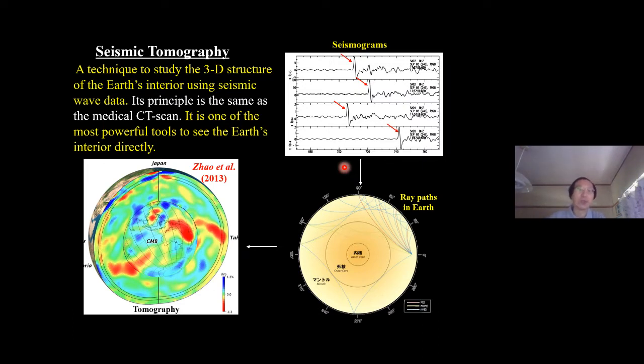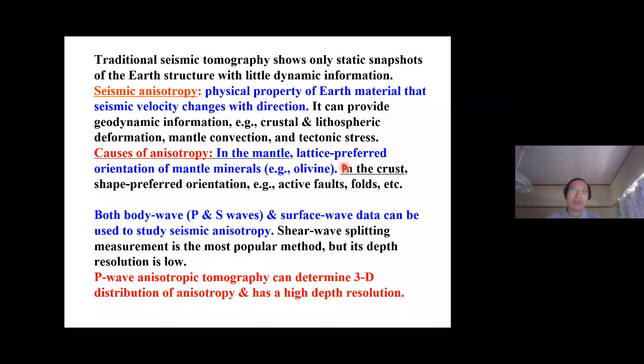Great. Thank you. However, traditional seismography shows only static snapshots of the Earth's structure with little dynamic information. Seismic anisotropy is a physical property of the Earth's material, where seismic velocity changes with direction. It can provide geodynamic information, such as crustal and lithospheric deformation, mantle convection, and tectonic stress. The cause of anisotropy in the mantle is the lattice preferred orientation of mantle minerals, such as olivine.